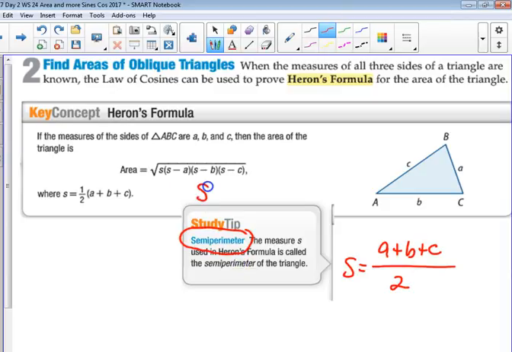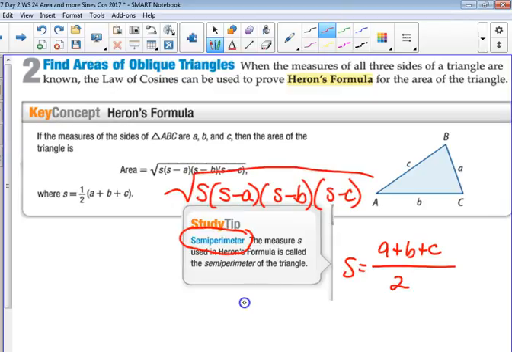And then you take that number and you use it 4 times. You take the semi-perimeter times the semi-perimeter minus side A, times the semi-perimeter minus side B, times the semi-perimeter minus side C, and last but not least, you square root that disaster, okay? Now, I'm going to show you how to do this on your calculator so that you can store part of it in your calculator to save a little bit of time and effort.